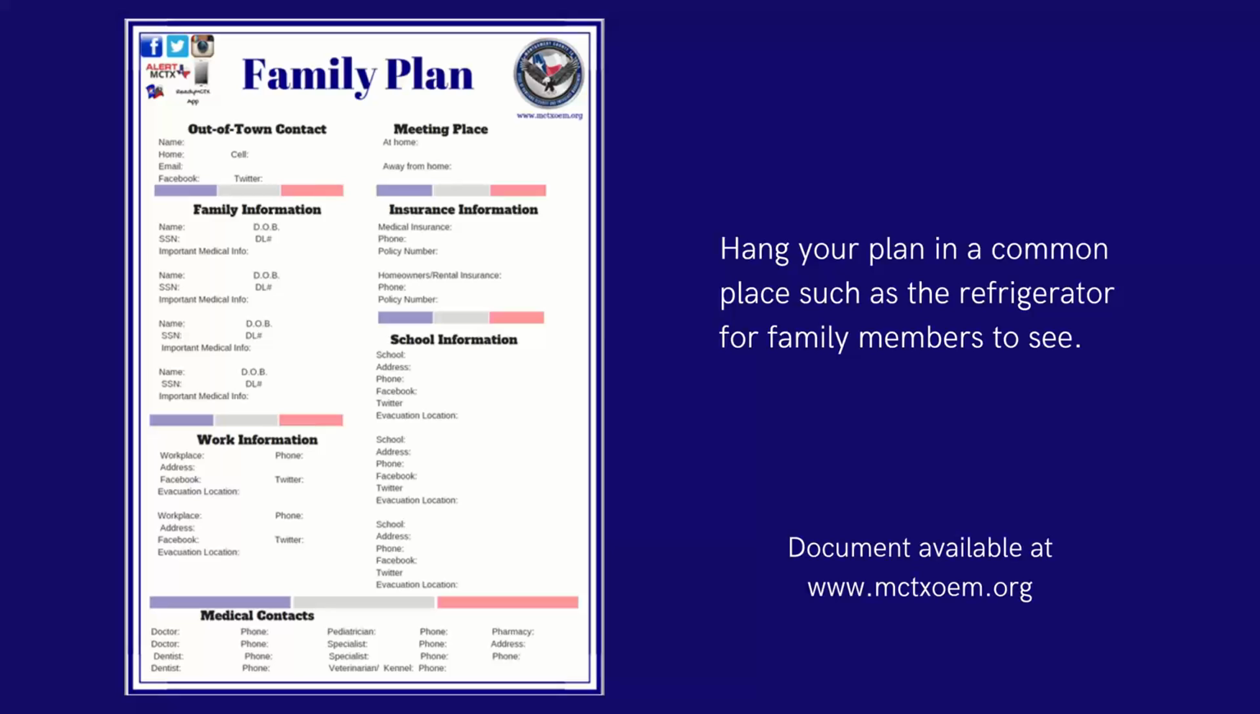So this is an example of a family plan. It's good to hang this in a common place such as your refrigerator. This can be tailored to your family's needs, but it's just quick grab-and-go information. That way everyone can see it, have the information, and have access to it. This is a document that we have available on our website at mctxoem.org.